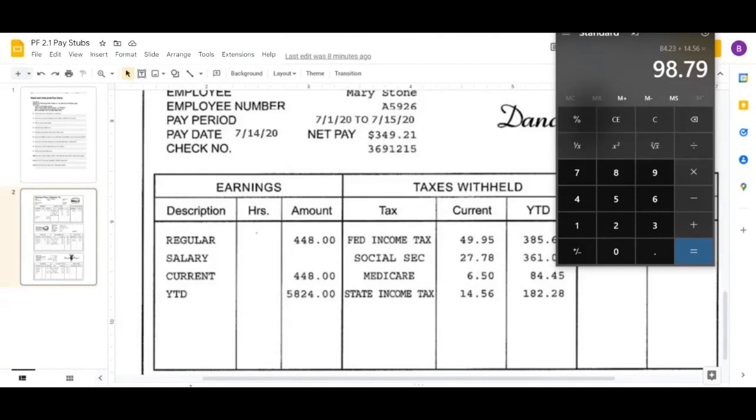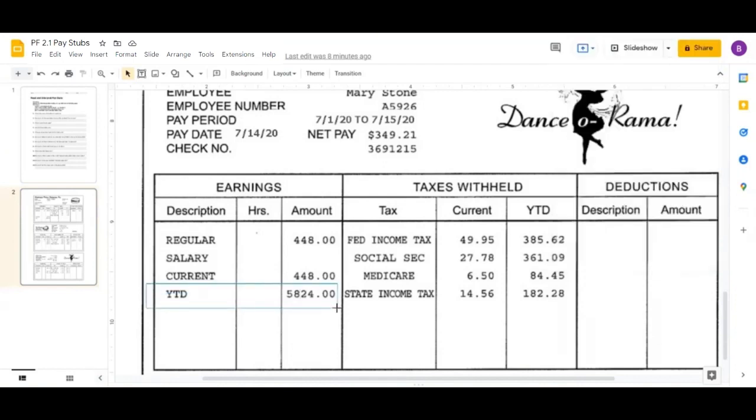Okay, and then number 12, how much has Mary been paid during the year so far? So that's the year to date, right? Year to date means so far. So she's been paid $58.24.